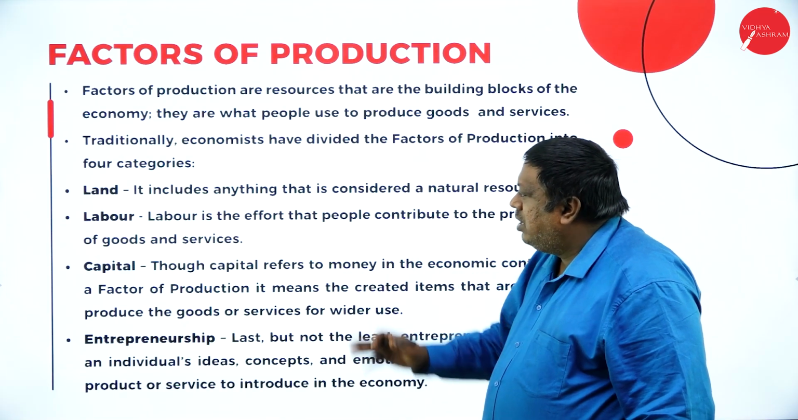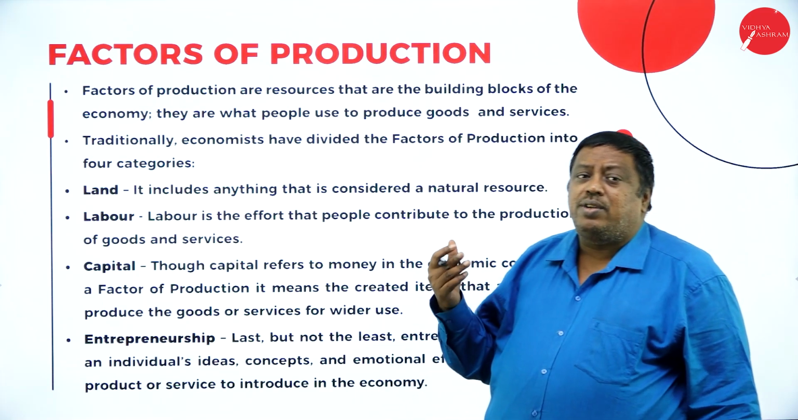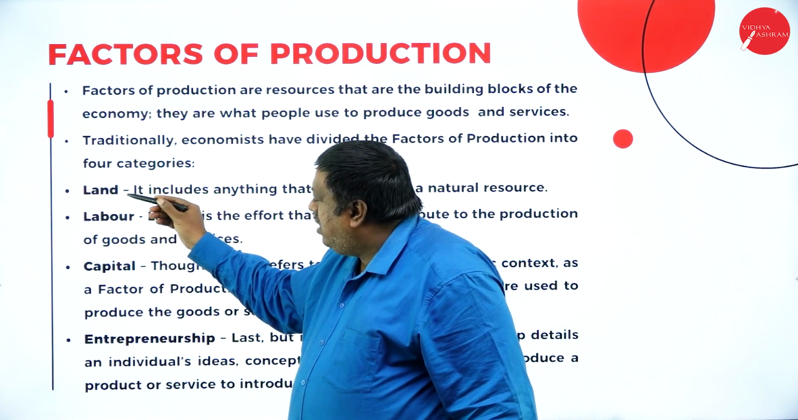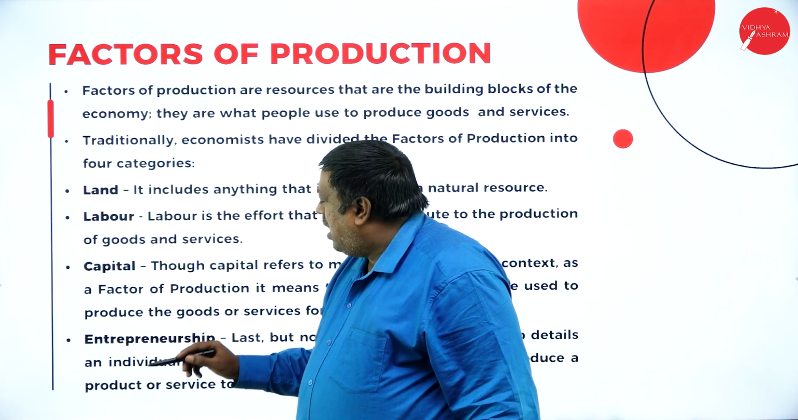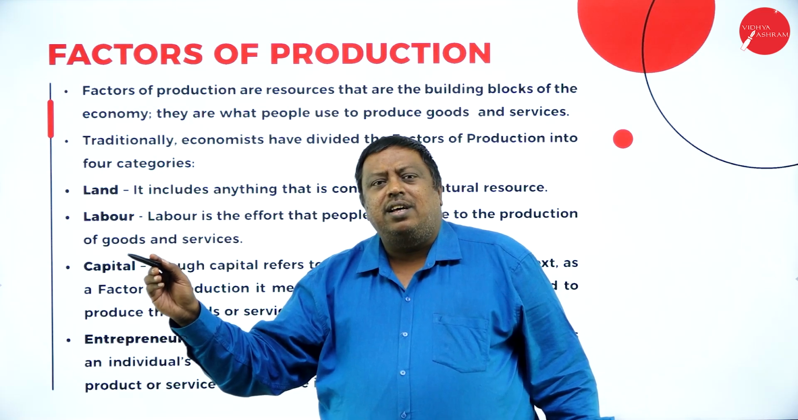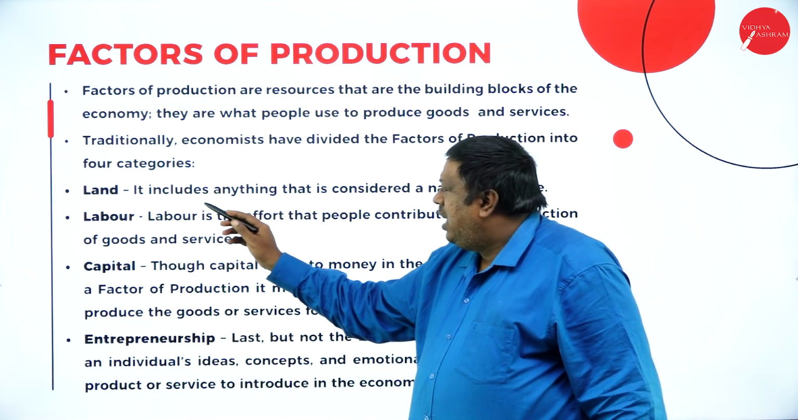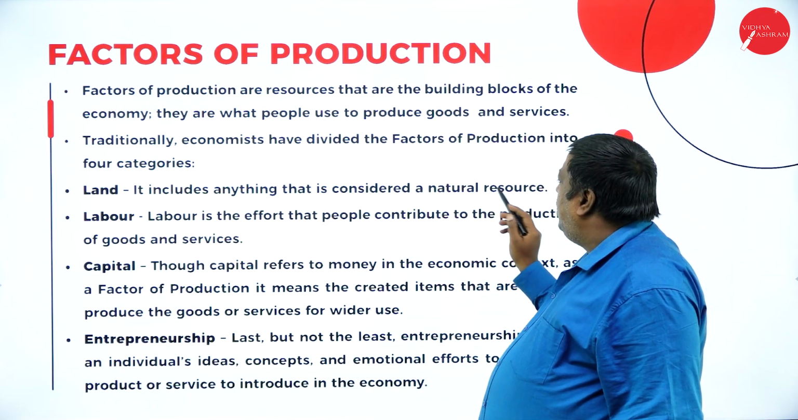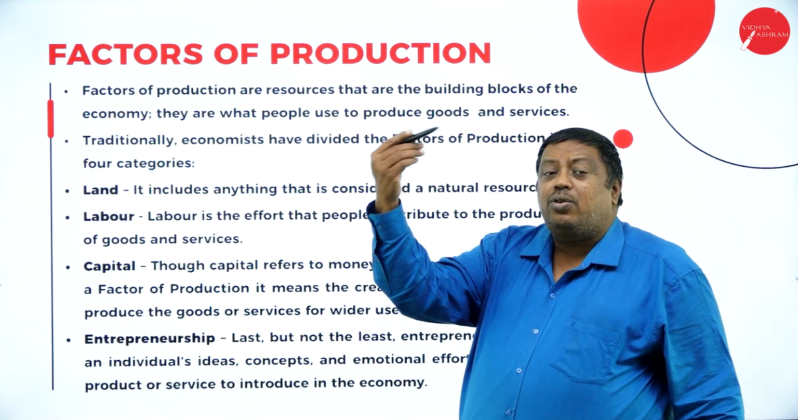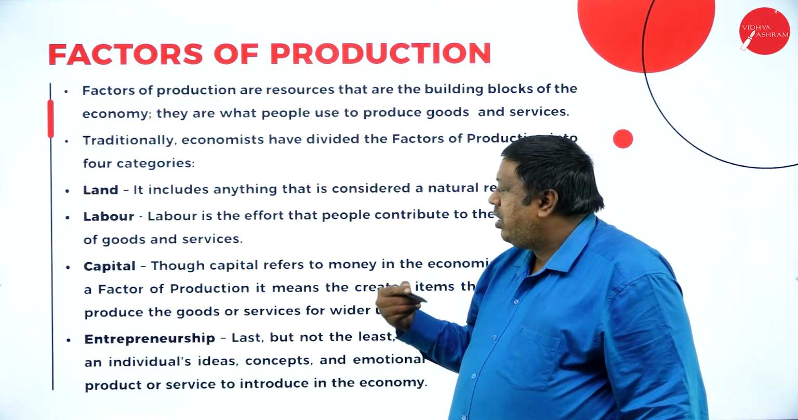Factors of production. Which are the factors of production we have in economics? This is a major concept we should know: land, labor, capital, and entrepreneurship. These are the four concepts we should know in factors of production. The first one is land. It includes anything that is considered a natural resource, anything from which we get the benefit of natural resources.